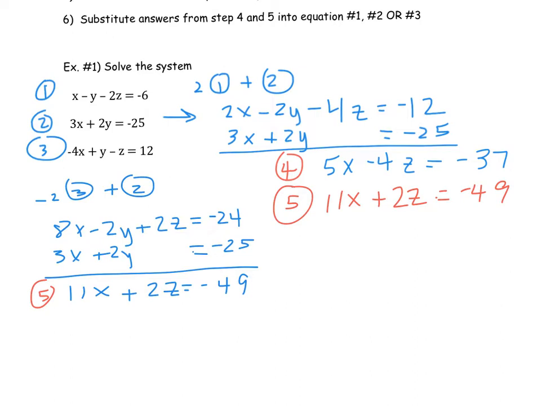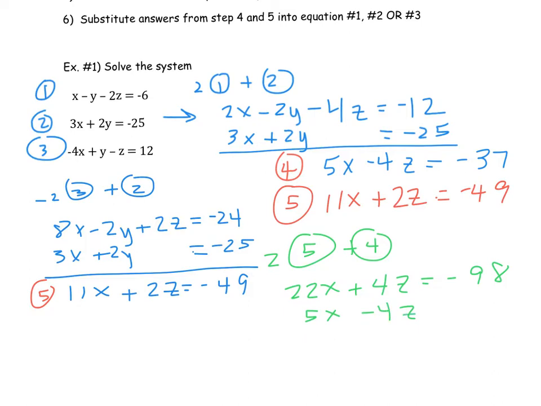I'm going to switch colors so you can kind of see what we're doing here. So I am going to take equation 5, and I'm going to multiply it by 2, and then I'm going to add it to 4. Okay, so I have equation 5, which is this one. We're going to multiply by 2. So we're going to get 22x plus 4z equals negative 98. And then we're going to recopy 4 down. So I get 5x minus 4z equals negative 37.